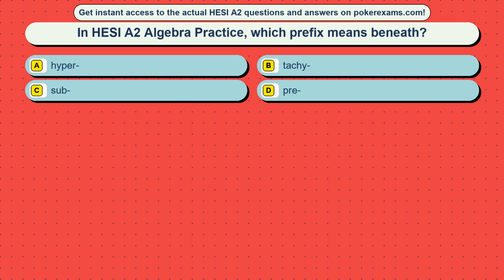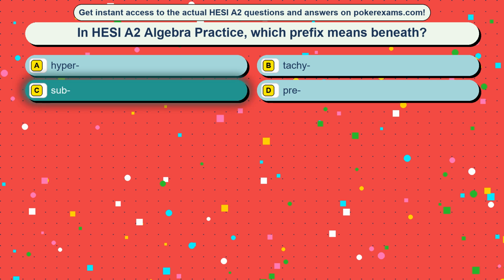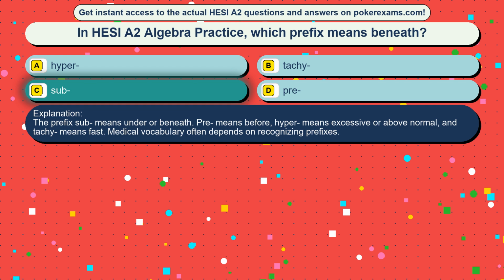Question 3. In HESI A2 algebra practice, which prefix means beneath? Option A. Hyper. Option B. Tachy. Option C. Sub. Option D. Pre. The correct answer is option C. Sub. The prefix sub means under or beneath. Pre means before, hyper means excessive or above normal, and tachy means fast. Medical vocabulary often depends on recognizing prefixes.